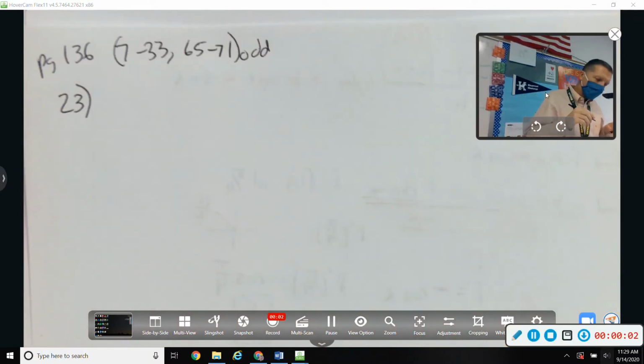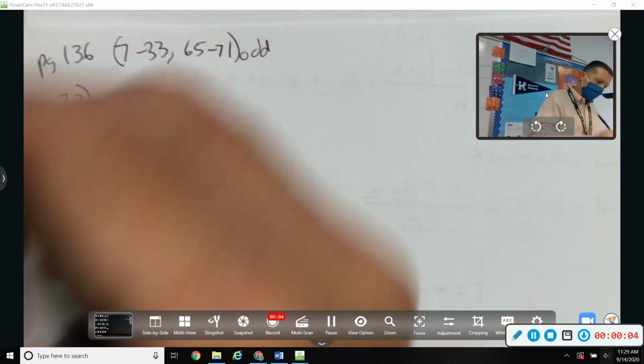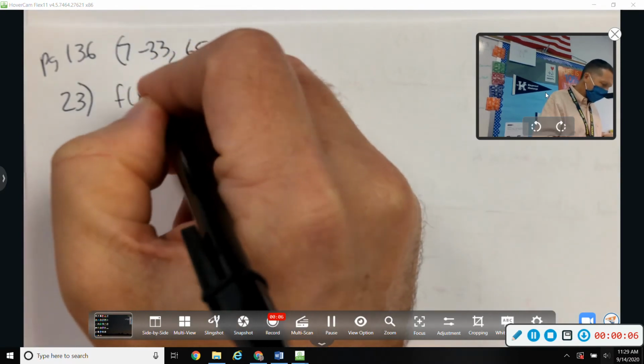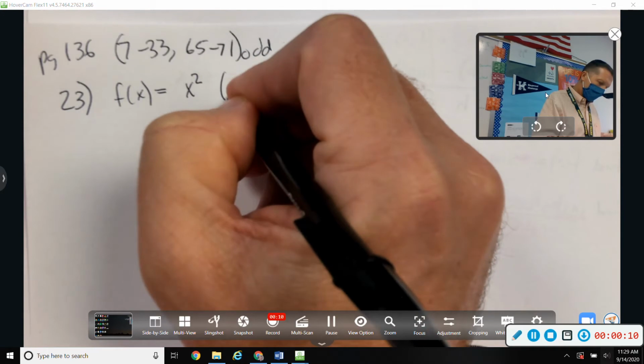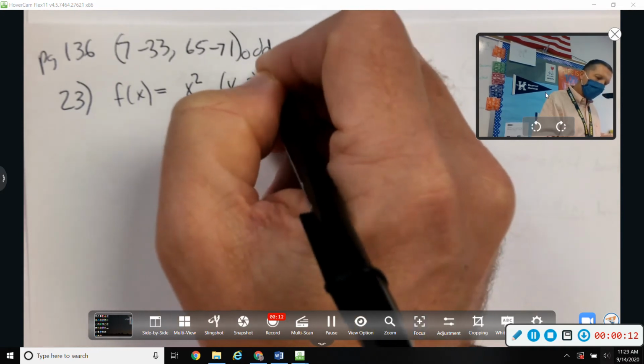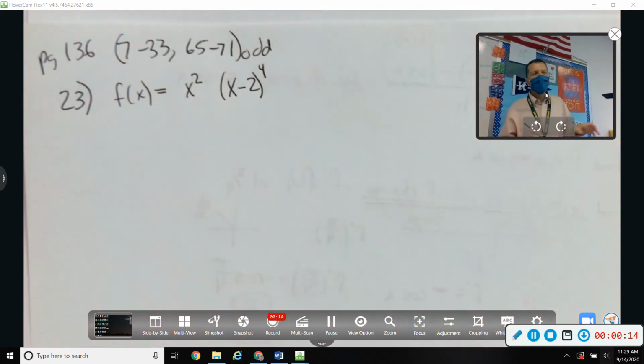All right, number 23 from page 136. f of x equals x squared times (x minus 2) to the fourth. What overall rule are you thinking about when you first see this problem? Chain rule. What else? There's multiple answers to that question.